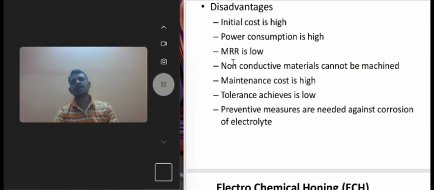Disadvantages: initial cost is high, power consumption is high, material removal rate is lower than conventional grinding. Non-conducting material cannot be machined. Maintenance cost is high. Preventive measures are needed against corrosion by the electrolyte. Since the tolerances achieved are slightly low, the workpiece needs final abrasive machining.